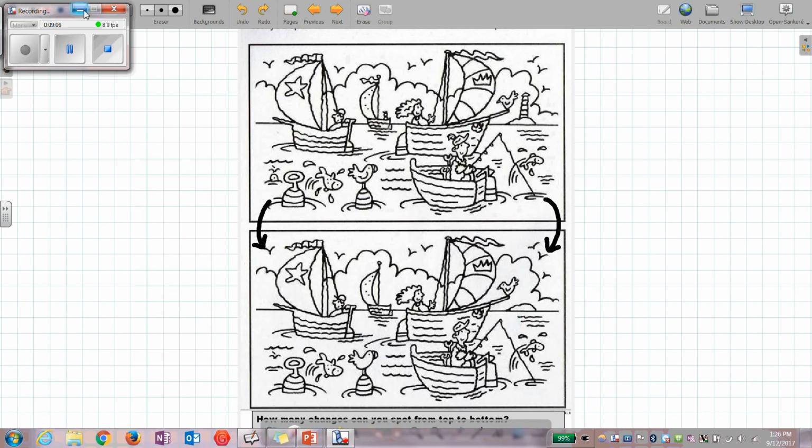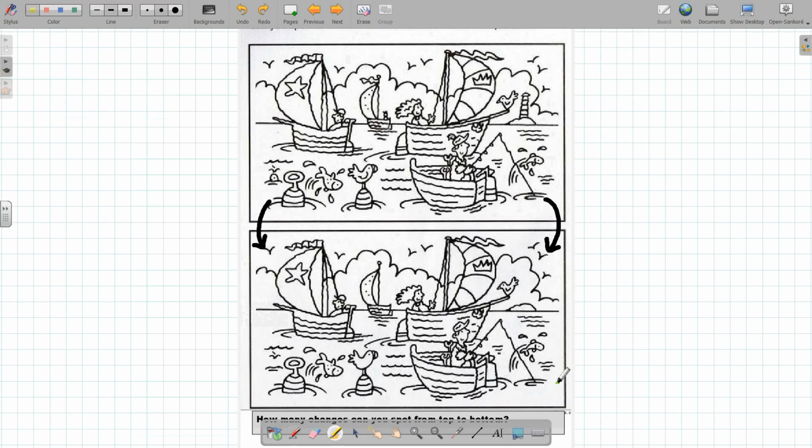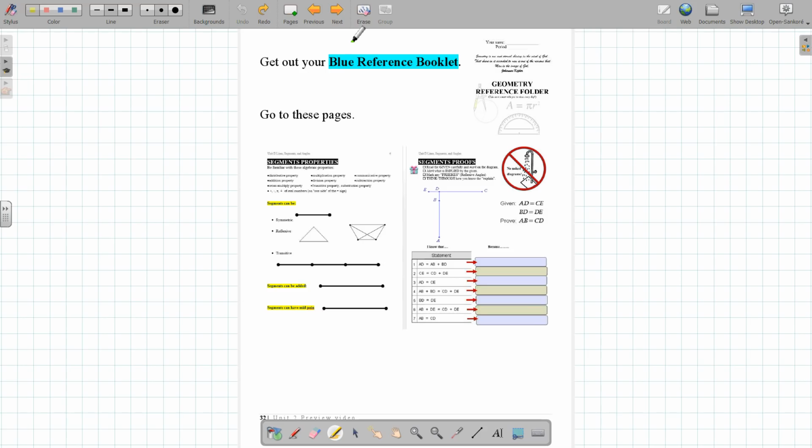Welcome back. I'd like you to put the number that you found here in the corner. How many changes did you find from top to bottom? Put it right there. Now, paying attention to changes is what is super key.